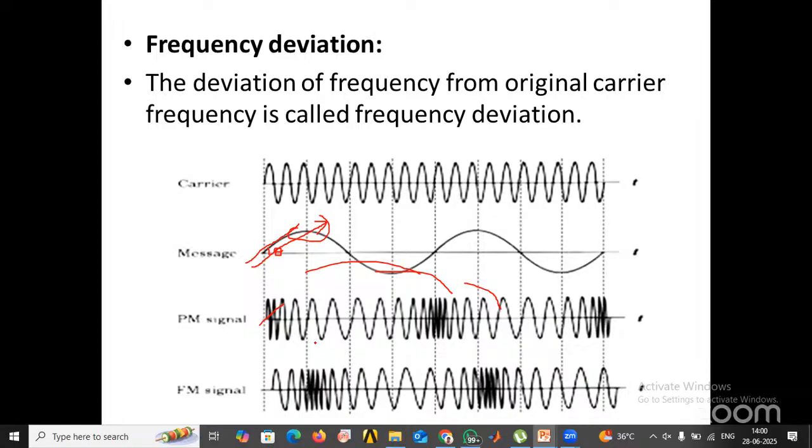For maximum amplitudes, the phase of the signal is very high. For negative maximum amplitude, the phase is very low. So it is phase modulation.